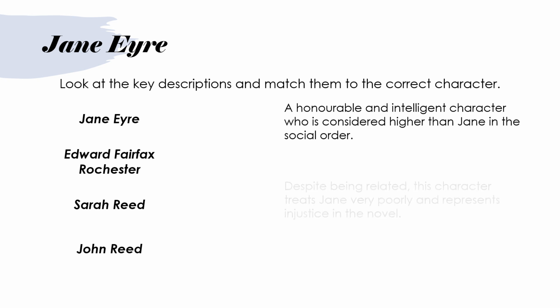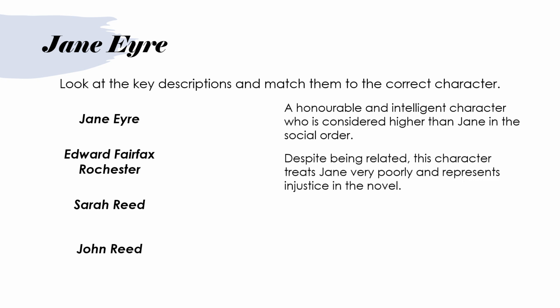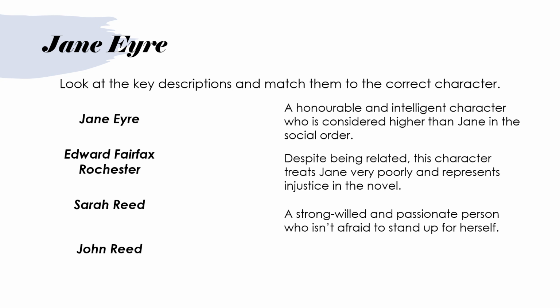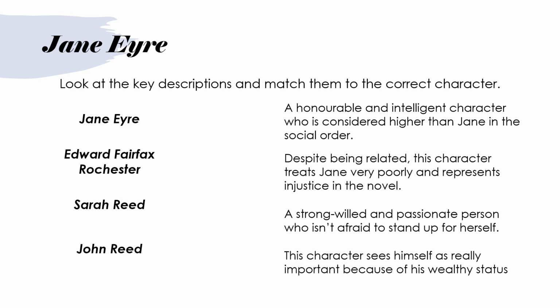Number 2. Despite being related, this character treats Jane very poorly and represents injustice in the novel. Number 3. A strong-willed and passionate person who isn't afraid to stand up for herself. And the final one, this character sees himself as really important because of his wealthy status. If you're not too sure which one is which, please feel free to pause the video here and go through it at your own time. We're now going to jump ahead and match the characters to their descriptions.